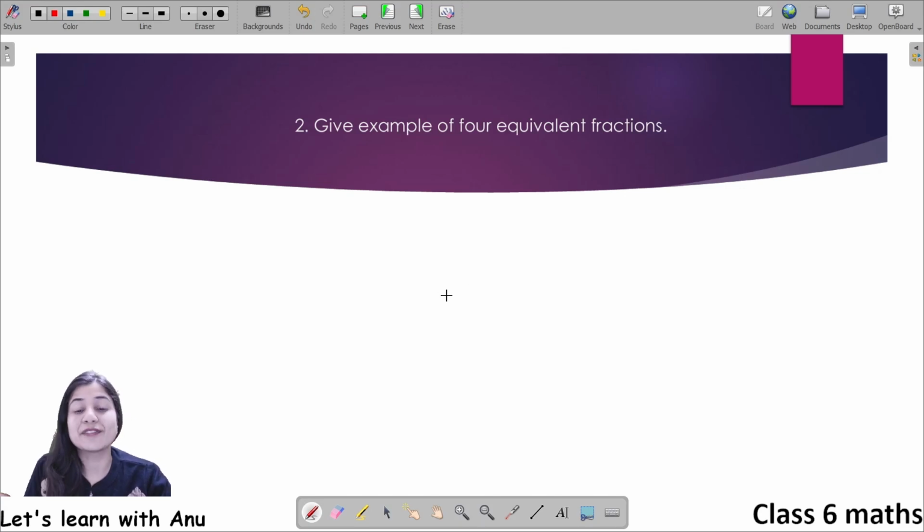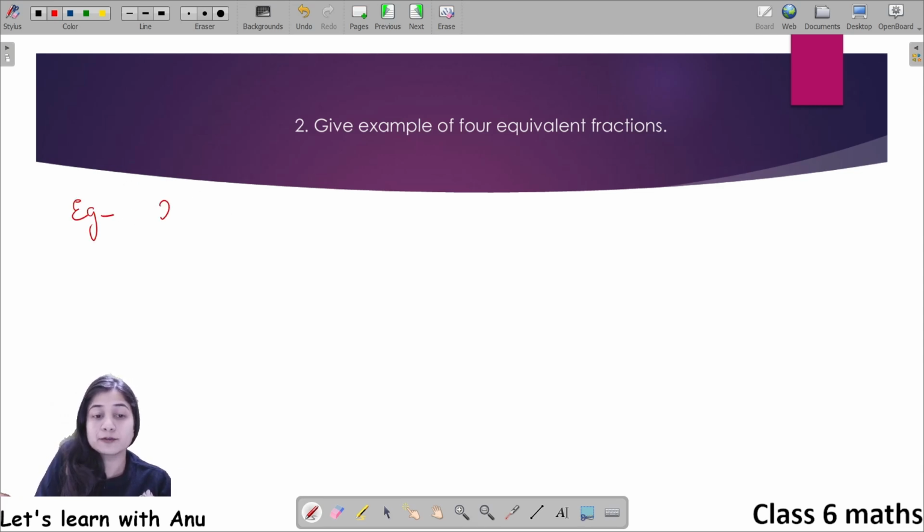Question number 2. Give examples of 4 equivalent fractions. Class, in my previous video, I have already explained how to obtain equivalent fractions. Let me quickly give an overview that we can obtain equivalent fractions either by multiplying or dividing the numerator and denominator with the same number. Let's understand it with an example.